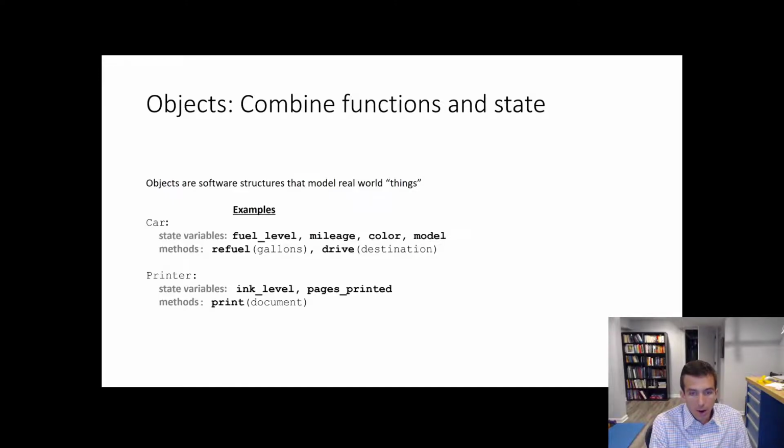In the car, our return value for drive could be a true or false. Like, did you actually get to your destination or did you run out of fuel? Right? So drive could return a true or a false based on how much fuel you had in the tank. And if it was false, maybe it also displays a message like, sorry, buddy, you ran out of fuel. You should refuel. Okay? So these objects combine state along with methods.